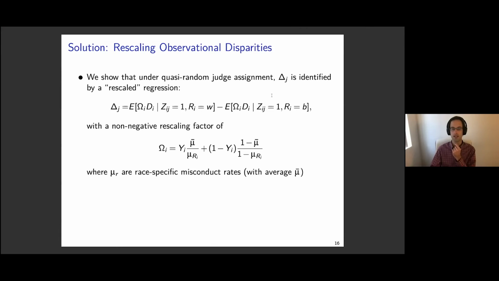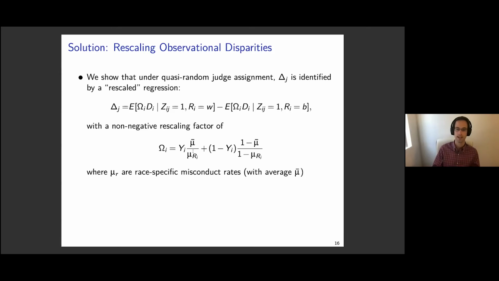This is going to skip a lot of steps, but what we show in the paper is that under quasi-random assignment, delta J is identified by a rescaled regression. So we're going to construct weights that allow us to make the two types of defendants comparable in terms of average misconduct. These weights are called omega I, and they're given by this equation here. This equation might not be the most intuitive at first, so we're going to go through the example of what this is actually doing. But the key point is that it depends on only two parameters that we don't know or can't observe, but that we can potentially estimate.